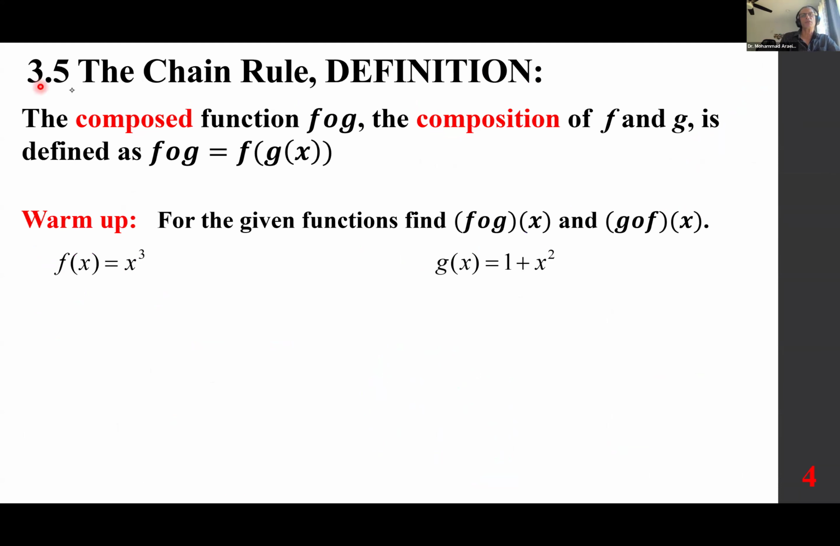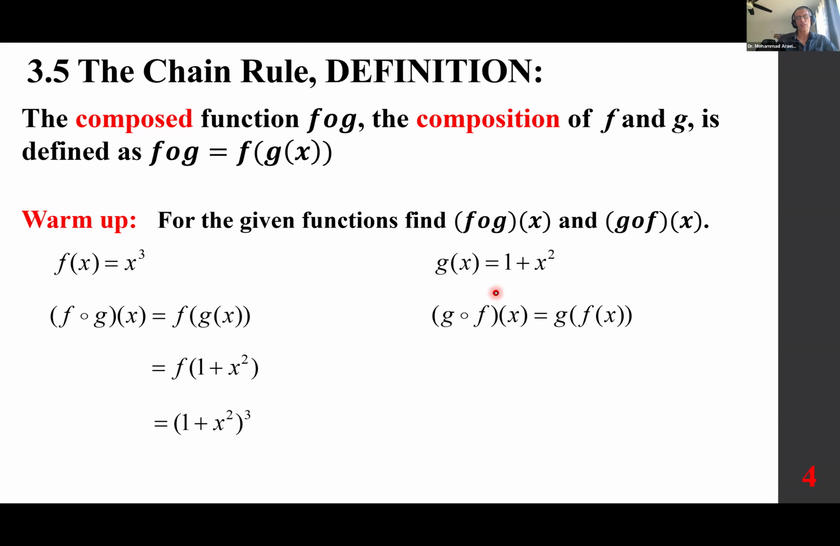So section 3.5, the chain rule, the composed function f of g, the composition of f and g, is defined as f of g equals f of g of x. So as a warm-up example for the given functions, we want to find f of g as well as g of f. So starting with f of x equals x cubed, and we're going to go with f of g, by definition f of g of x, which means f of 1 plus x squared. Normally, we skip this step, and we put that into this. We get 1 plus x squared to the third power. And you don't have to raise it to the third power.